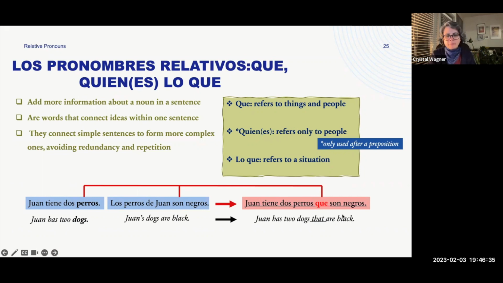Here we have information about this noun, which are los dos perros, the two dogs, right? It's telling us son negros. So here we have a very handy guide, right? Que is going to refer to things or people. Quienes only refers to people, and of course, quien versus quienes is going to depend on plural or singular, and lo que to a situation.